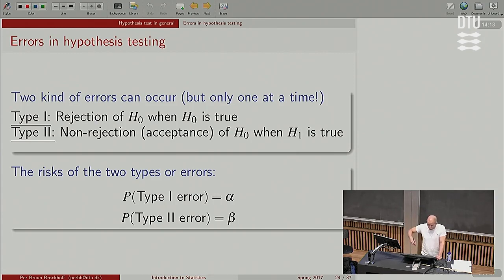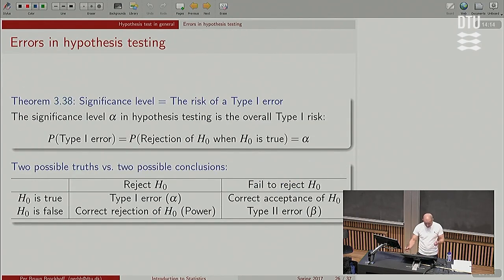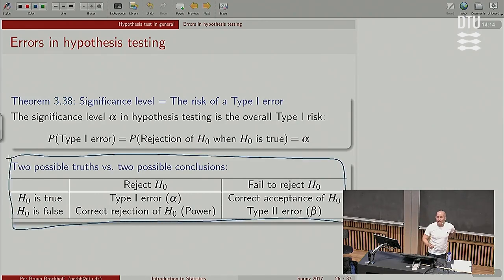Now, the good news. The good news is there are two errors to make, but you only make one at a time. You cannot make both errors at the same time. So, phew, that's good. What do I mean by these two errors? If we take this black-and-white approach to the world for a while, then there are only two possible options ahead of us: either the null is true or the null is false. That's the only two options facing us, right?